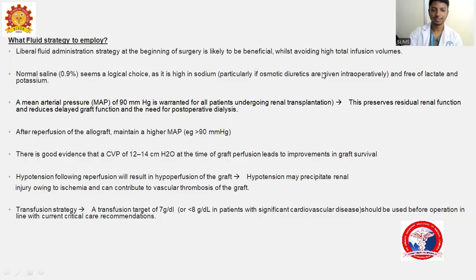There's good evidence that a CVP of 12 to 14 at the time of graft perfusion leads to improvements in the graft survival. Hypotension following reperfusion will result in hypoperfusion of the graft, and this can precipitate renal injury owing to ischemia and can contribute to vascular thrombosis of the graft. Transfusion strategy: a transfusion target of 7 grams per deciliter, or less than 8 grams per deciliter in patients with significant cardiovascular disease, should be used before operation in line with the current recommendations.